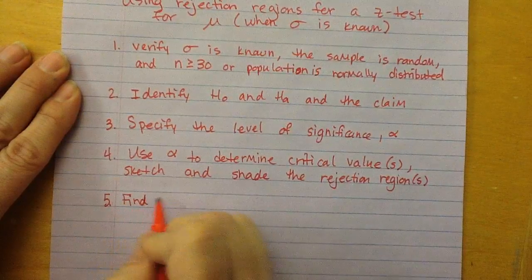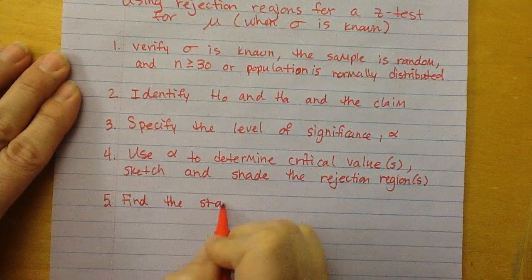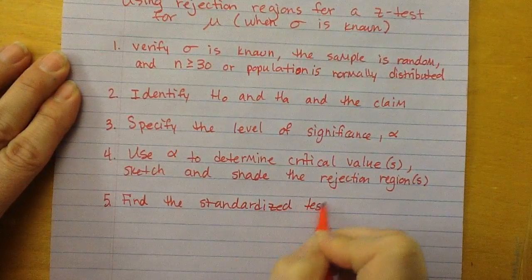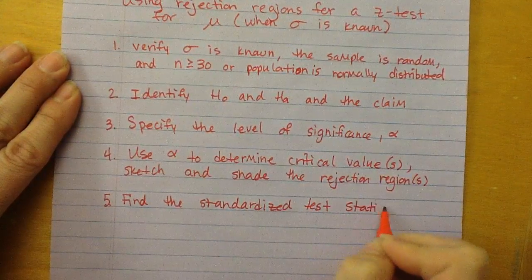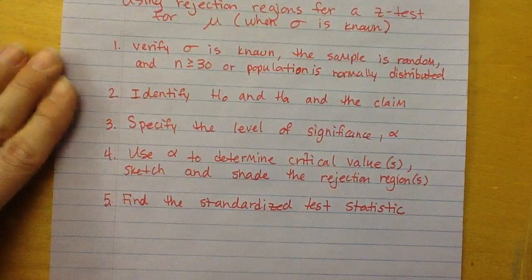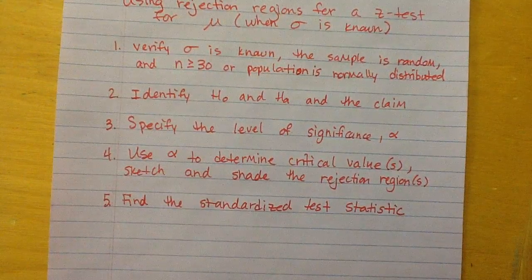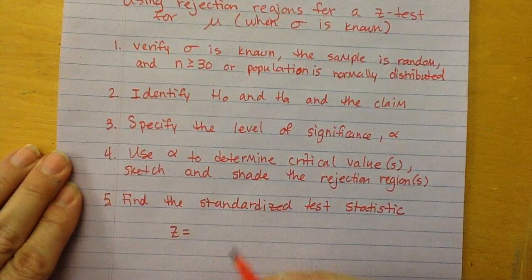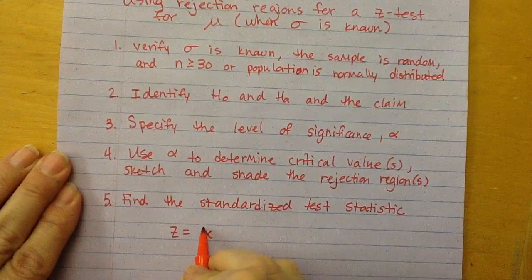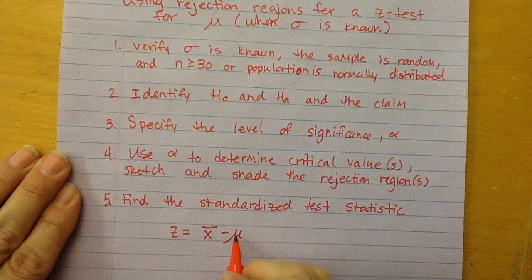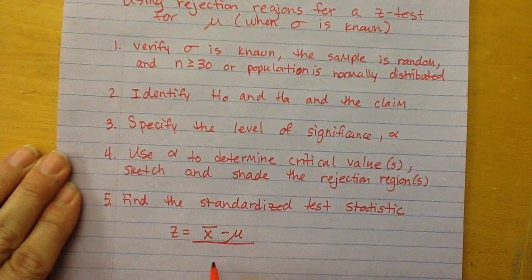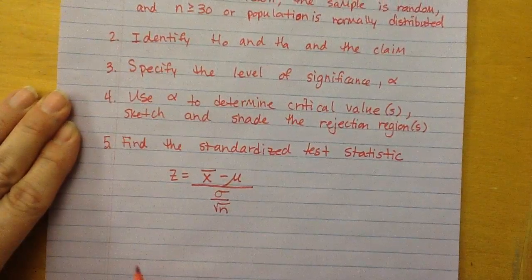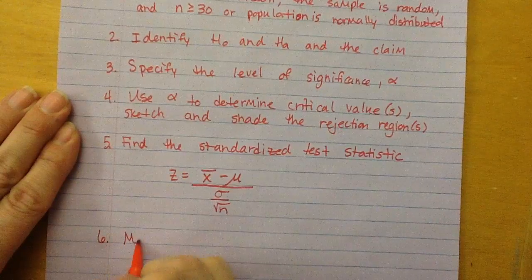Step 5, find the standardized test statistic. Since we're looking for mu and sigma is known, that's the same we just used on the last one, which is z equals x bar minus mu, which is the claimed mu, divided by sigma over square root of n. Then we make our decision.